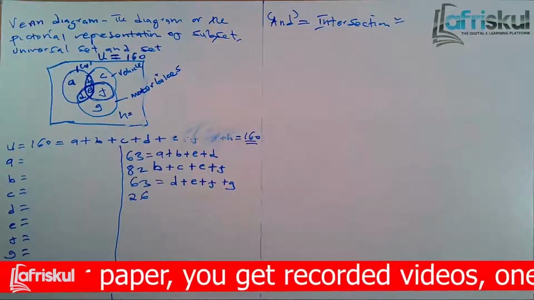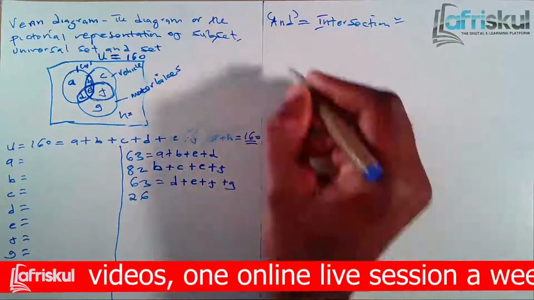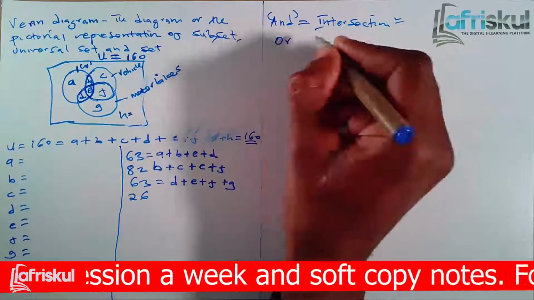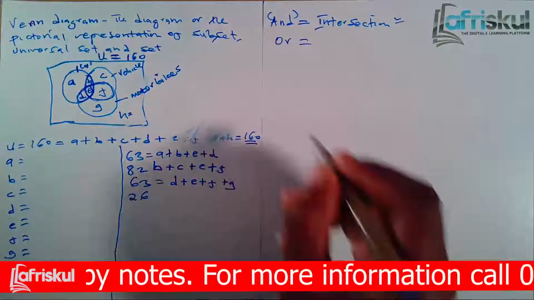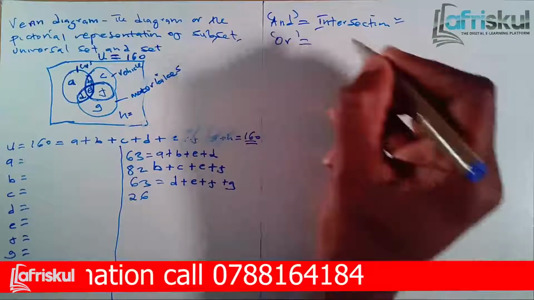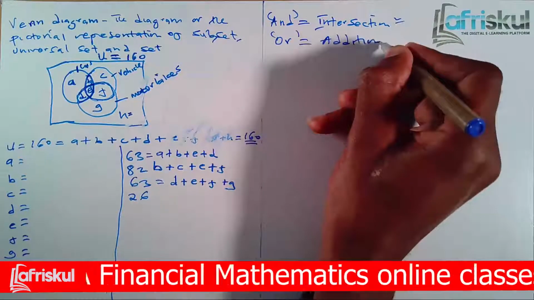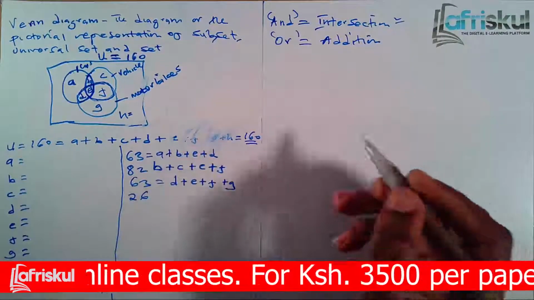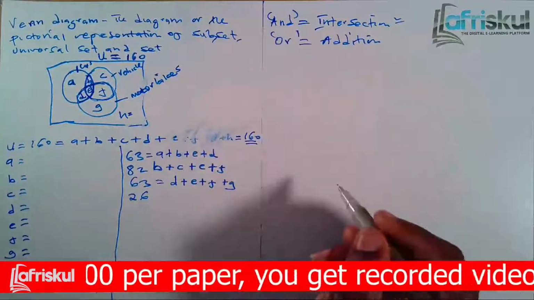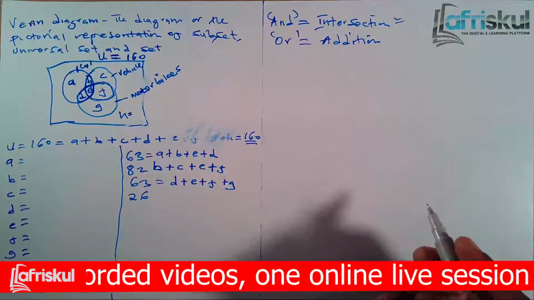Those are the intersections. So for us to understand more, the examiner will also use the word or. Or in set theory means addition. Now, after understanding the two words, we will be able to do more when we go forward.